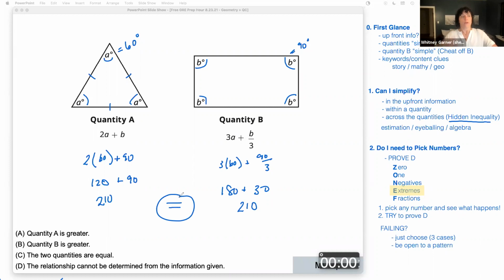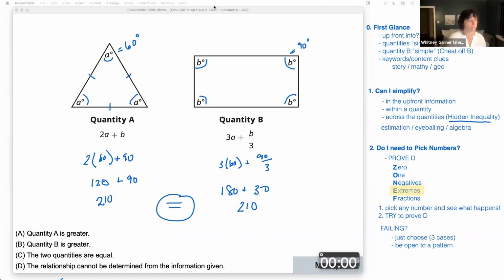So I had upfront information. The quantities were relatively similar. This is definitely a geo problem. And then can I simplify? Yeah, I could simplify the upfront information. Once I did that, I was able to simplify within the quantities. What that meant is that I got to an answer and I never needed to pick numbers. So I never had to get down to our step 2. That never happened.